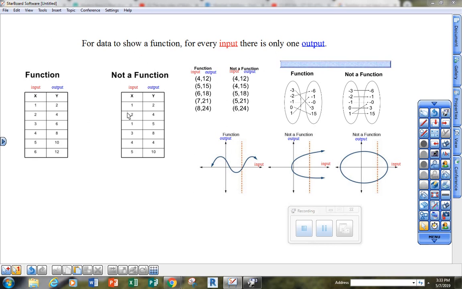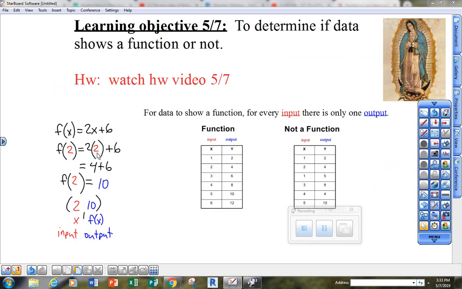Does this data represent a true function, which is for every input plugged into an equation there's only one output. Never will you have an equation that you plug in one number and then plug in that same number and get a different answer. That will never happen. That makes it a non-function. When you plug in 2 and get 10 here, or if I plug in 2 again and get a different number, you can't have that.